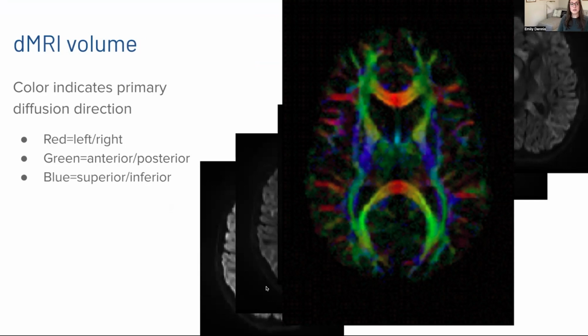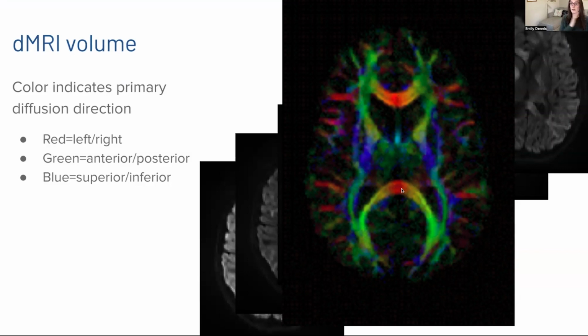With these images, the color indicates the primary direction of diffusion. So red is tracts that are oriented left-right, and we see that most prominently here in the anterior and the posterior parts of the corpus callosum, the genu and the splenium, which makes sense because the corpus callosum is the main conduit between the left and the right hemisphere. So of course, these are going to be a lot of left-right running tracts.